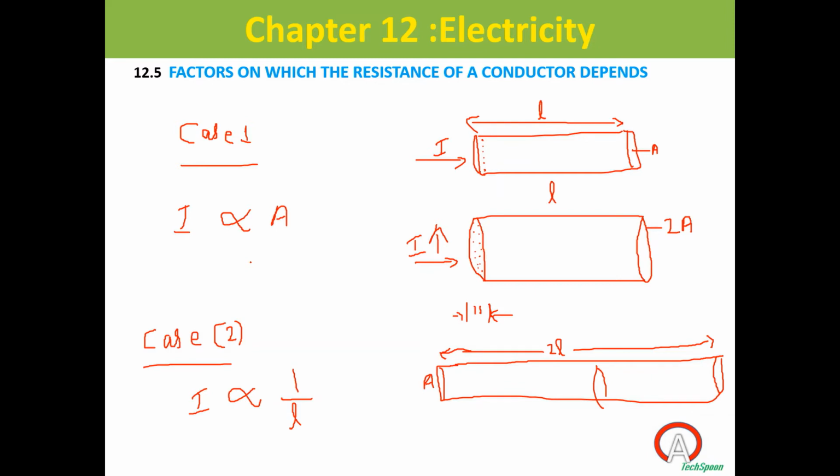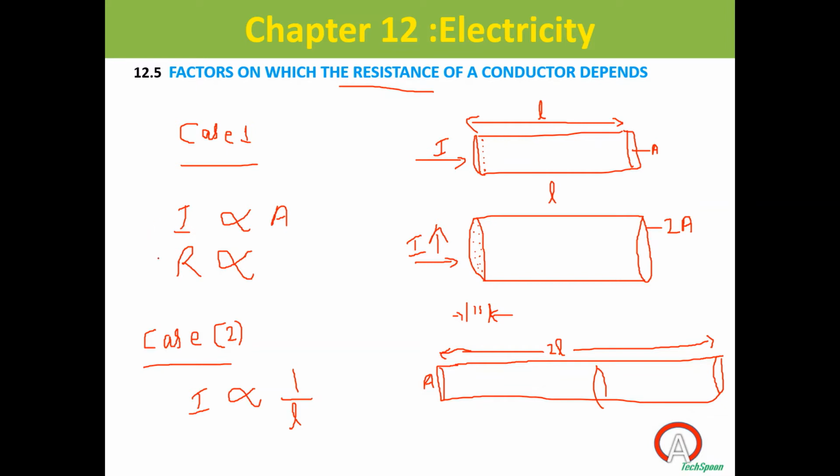Clear case 1 and case 2? Clear to all of you? Okay. Here we found how the current varies. But what is our topic? We need to find out how the resistance is going to vary according to area of cross section and length of a conductor. Can you find out in case 1 how the resistance will vary according to the area of cross section? Tell me.